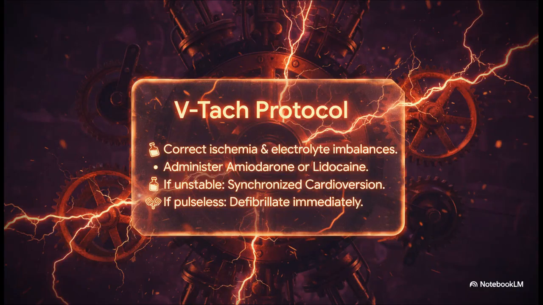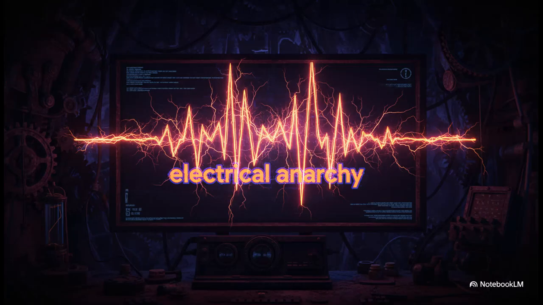Your emergency protocol has to be instant. First thing, you correct the fuel mixture. That means you address any ischemia, which is a critical lack of oxygen, and you get those electrolytes balanced. Then you inject the alchemical stabilizers. We're talking amiodarone or lidocaine to calm that chaotic rhythm. Now, if the engine is unstable, but you've still got a pulse, you have to perform a synchronized shock to reset its timing. But if there's no pulse, you hit it with everything you've got. Defibrillate, right now.